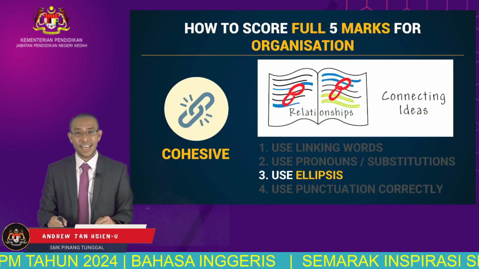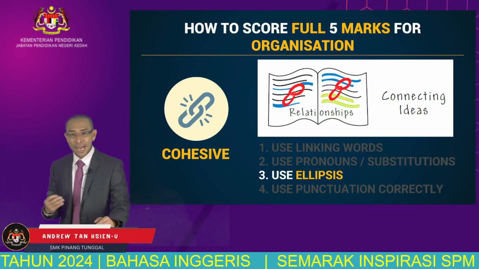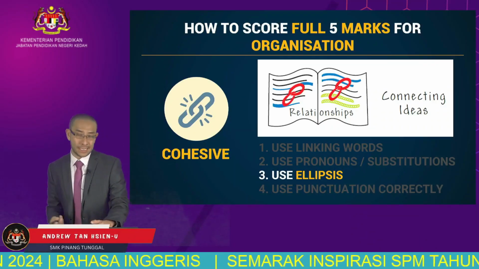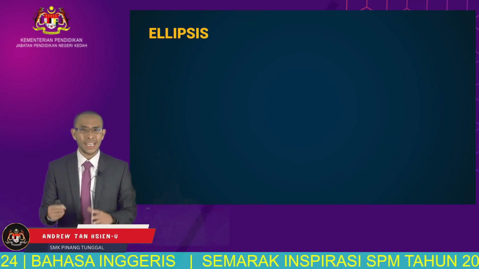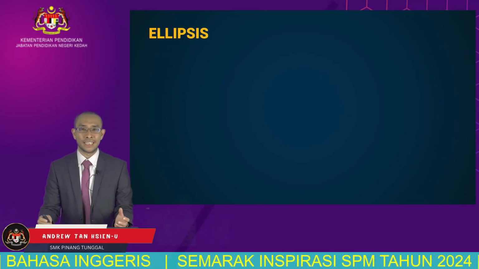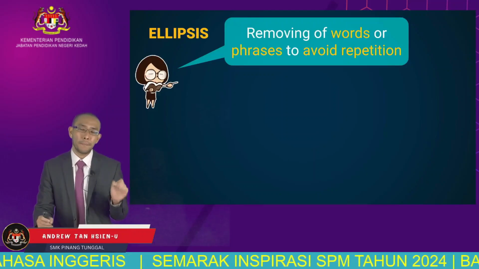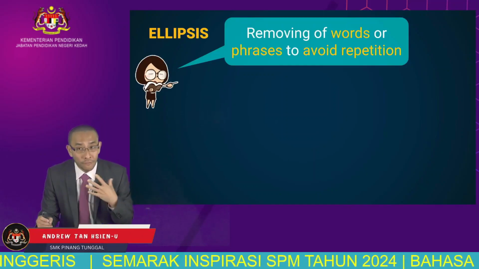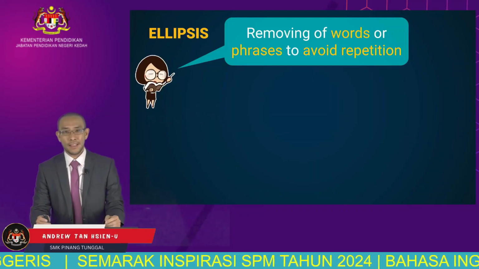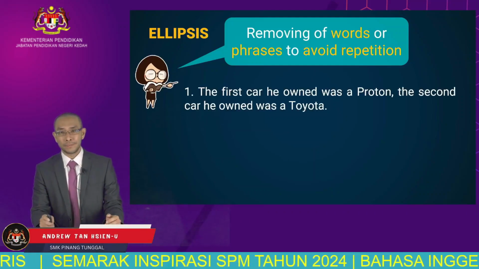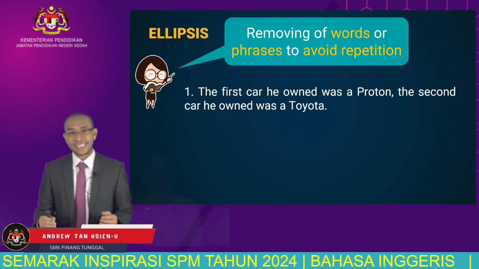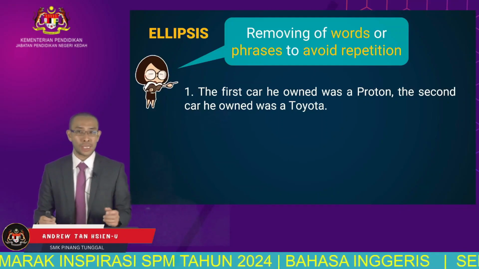All right? Next. Another way to make your essay cohesive is to use ellipsis. All right? What is ellipsis? It seems like a big word here. So ellipsis is simply about removing of words or phrases to avoid repetition. Let's take a look at an example. The first car he owned was a Proton. The second car he owned was a Toyota.